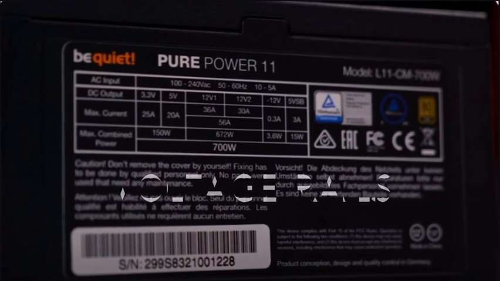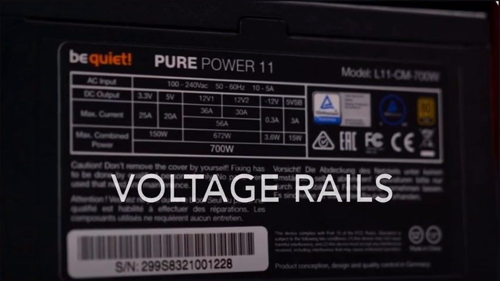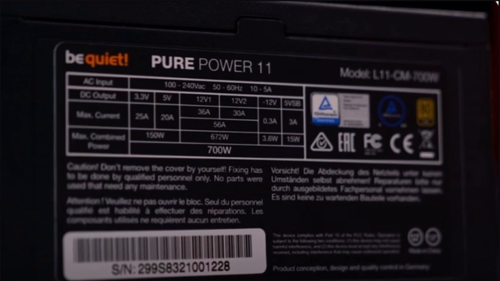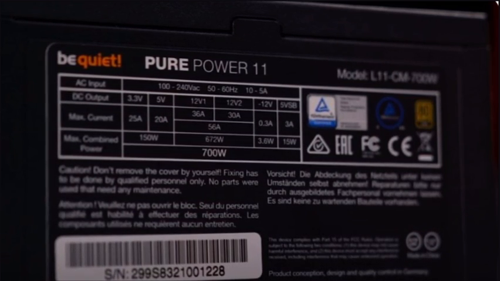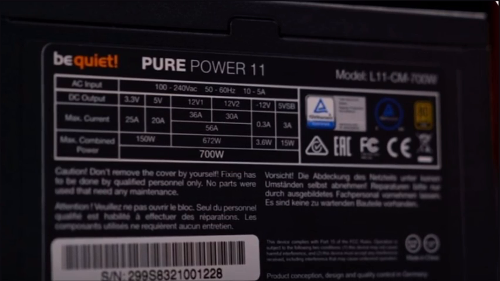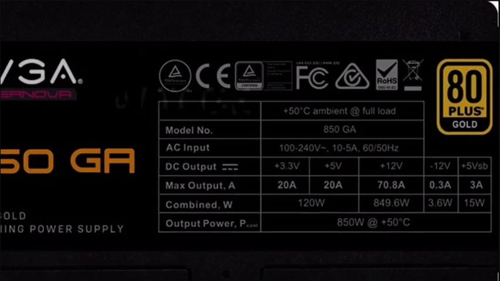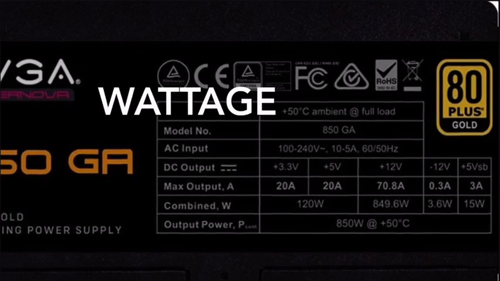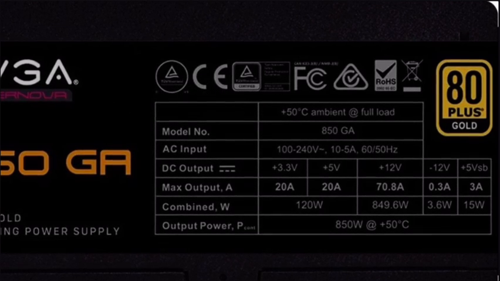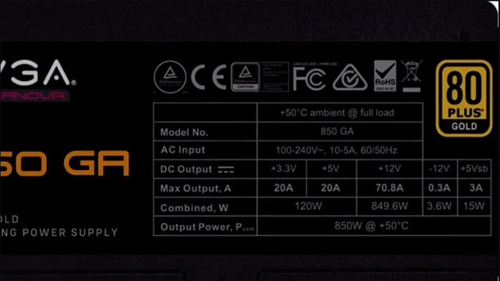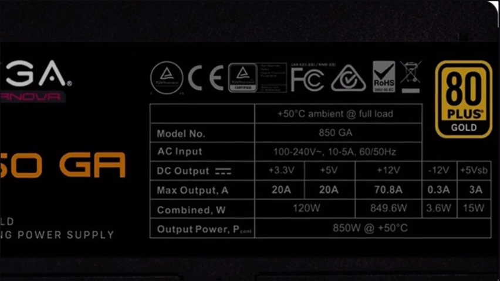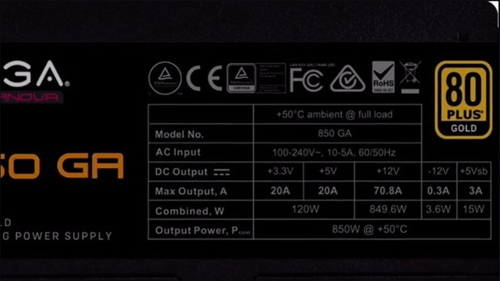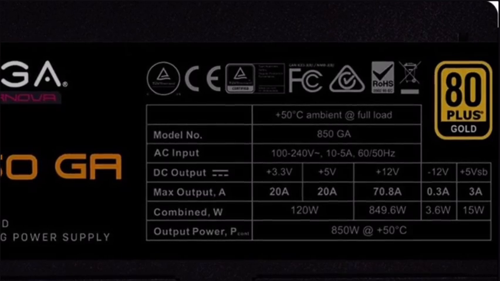Voltage rails. PSUs provide different voltage levels on separate rails to supply power to the different components. Common rails include +3.3 volts, +5 volts, and +12 volts. Wattage. The wattage rating of a PSU indicates its maximum power output capacity. It needs to provide sufficient power for all connected components. Higher wattage is often necessary for systems with powerful CPUs and graphics cards.